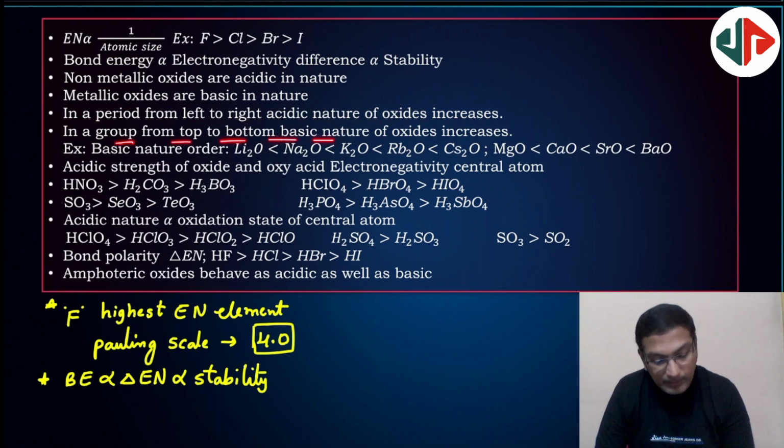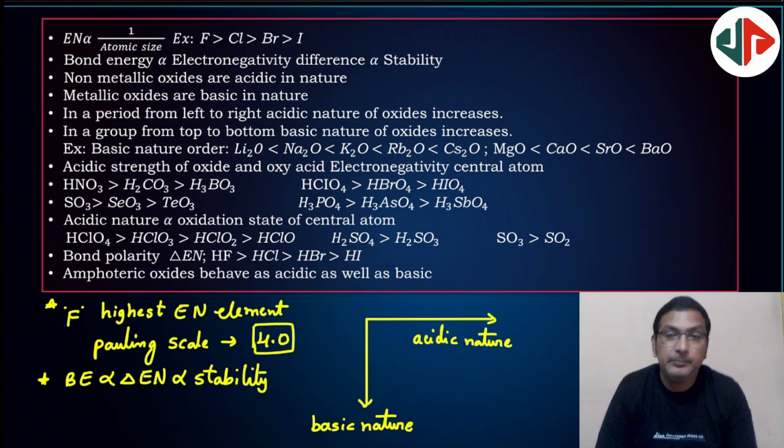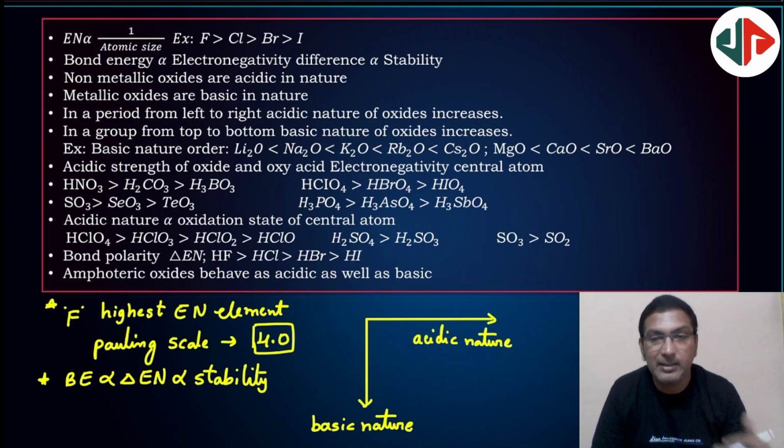Group top to bottom, the basic nature of oxides increases. Means I will write here. Remember like this. In this direction, basic nature, top to bottom. In this direction, acidic nature. Left to right, the acidic nature of oxides increases. Top to bottom, the basic nature of oxides increases.